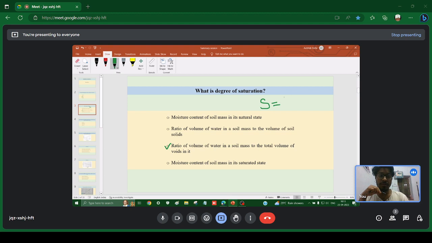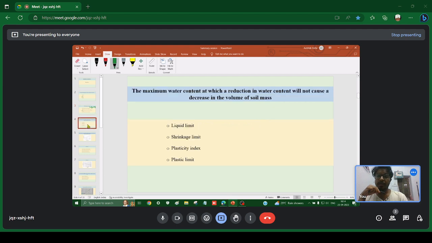That is, volume of water is VW, and volume of void is VV. How much space the water can occupy, given that the volume of void is VV. This, when expressed as a percentage, will give us the degree of saturation. So it is the ratio of the volume of water in the soil mass to the total volume of voids in the soil.